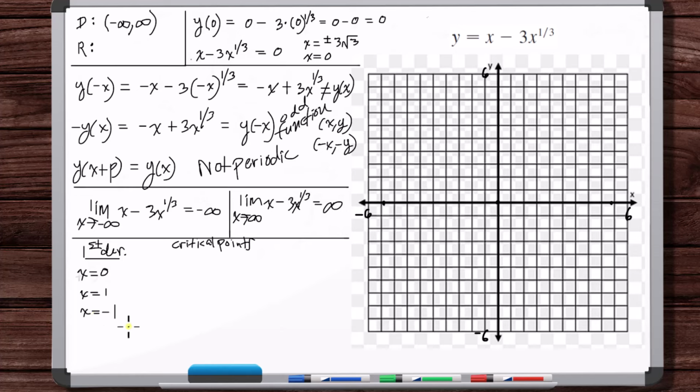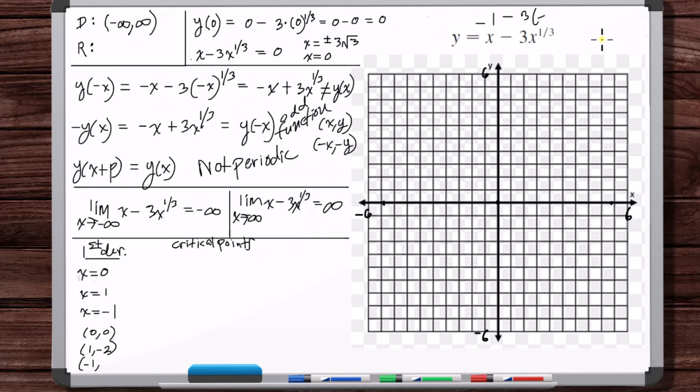So what are these points? When x is equal to 0, y is equal to 0. When x is equal to 1, y is equal to 1 minus 3, so minus 2. When x is equal to minus 1, we get minus 1 minus 3 times minus 1 to the 1/3. Cube root of minus 1 is minus 1. So minus 1 plus 3, so it's positive 2.